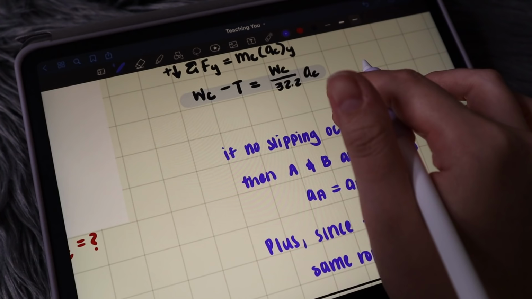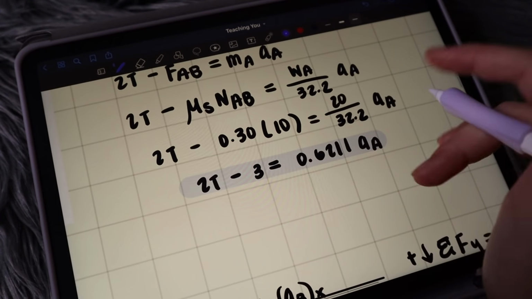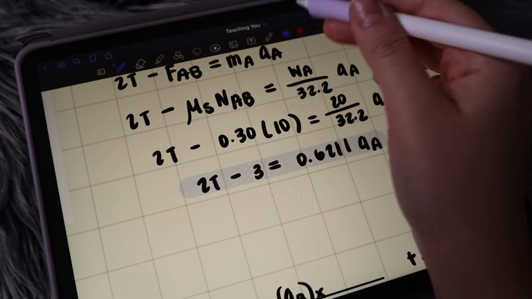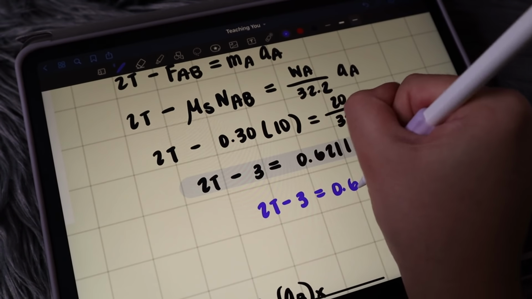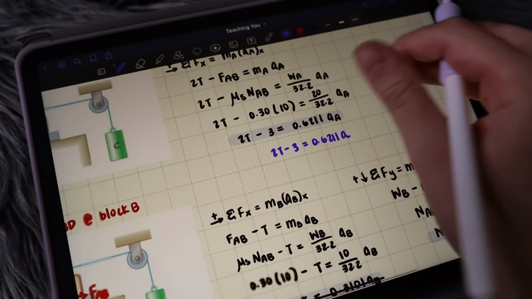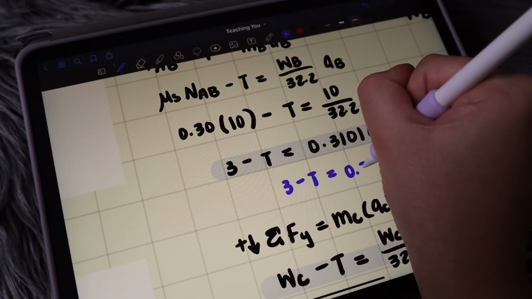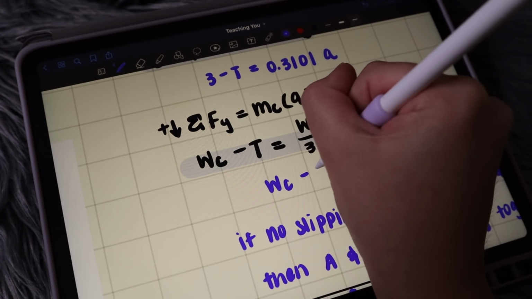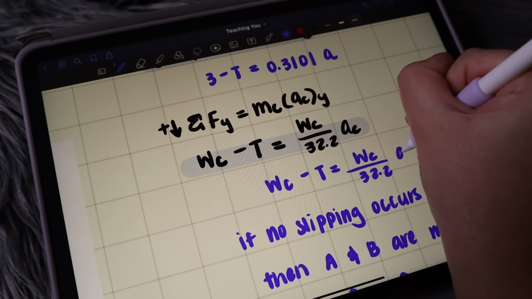Alright, so if we do that, then we can just go ahead and rewrite all of these equations, rewriting the accelerations. So let's just keep it in blue. So we have 2t minus 3 equals 0.6211 times a. We have 3 minus t equals 0.3101 times a. And then weight of c minus t equals weight of c over 32.2 times a.